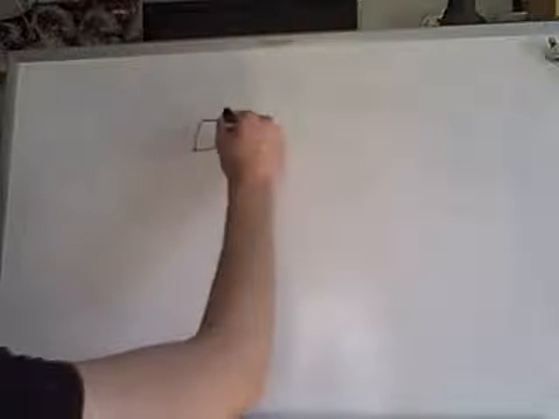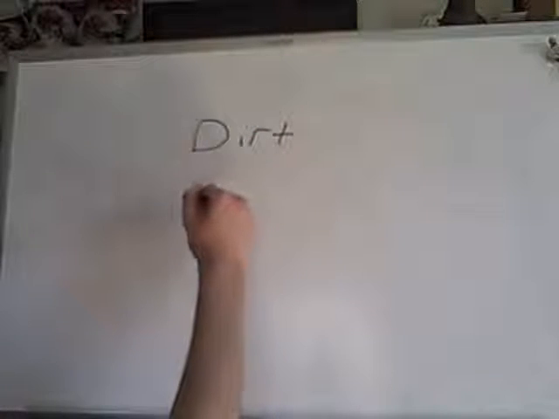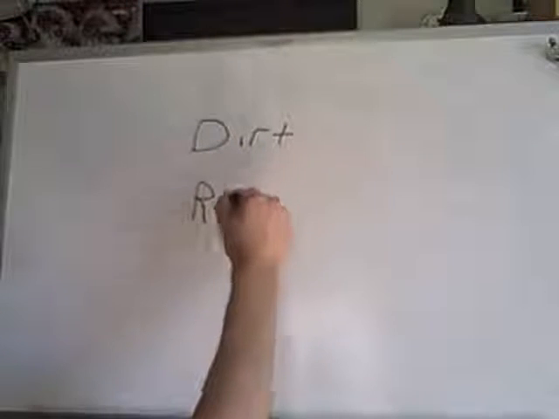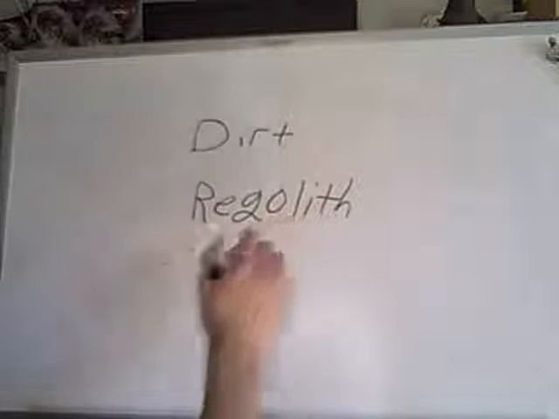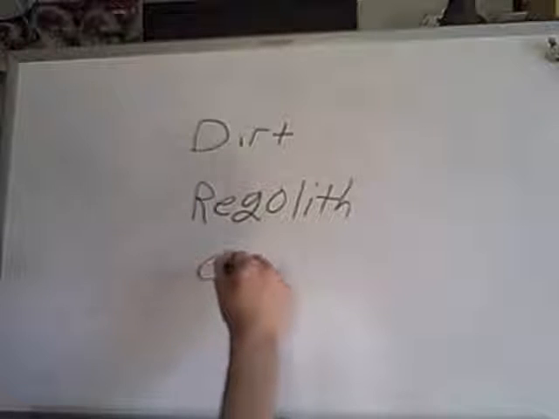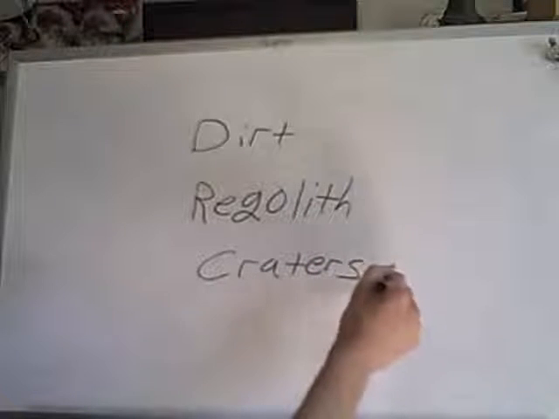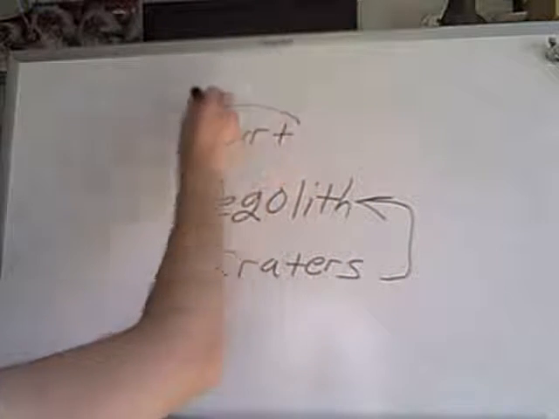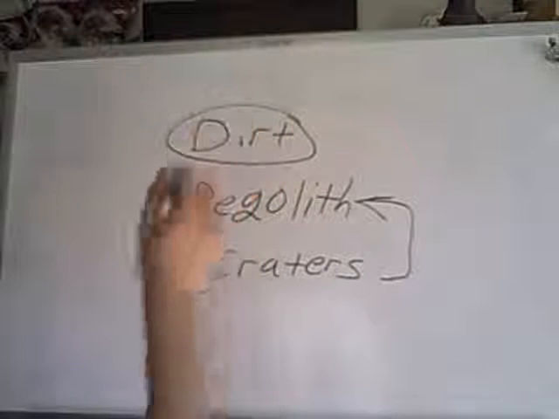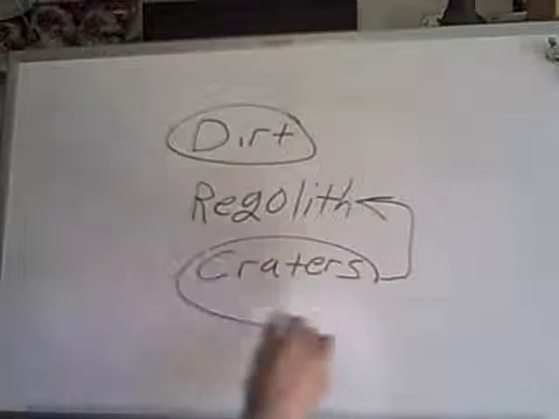Even the dirt on the moon is different from here on Earth. It is known as regolith. And all of the craters on the moon involve the regolith, or the very fine moon dirt. And we will see an experiment that deals with this regolith and how craters are formed.